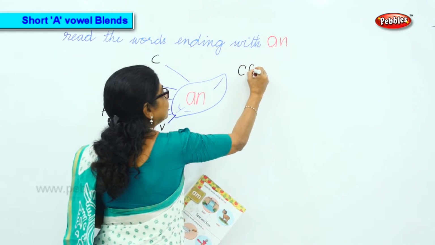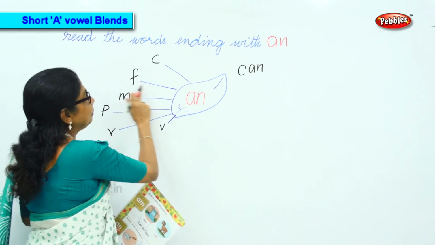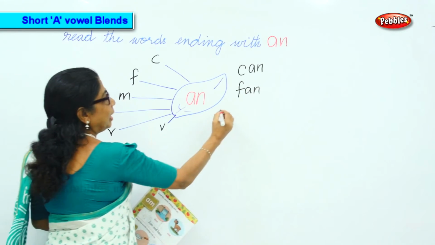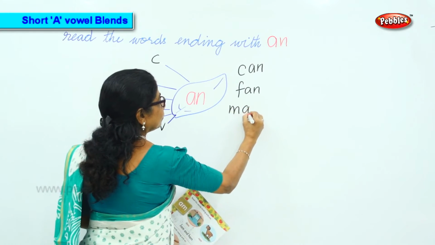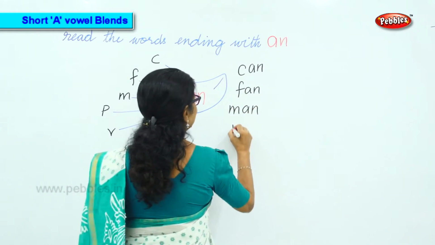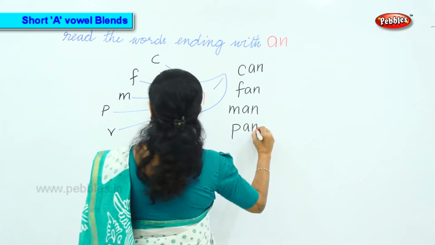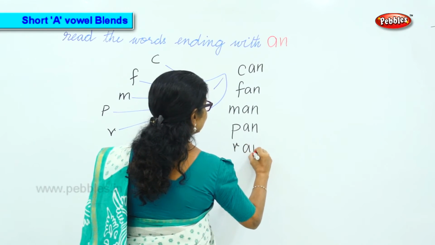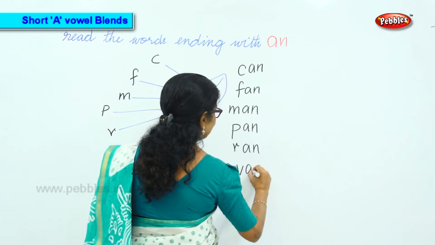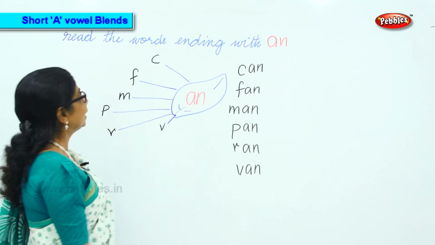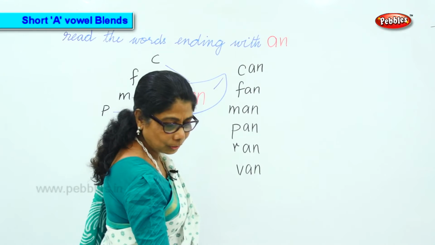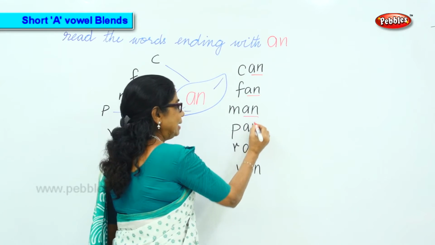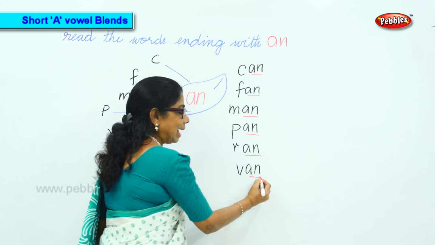Can. Very good. Can. Join it up. Fan. Then we have man, pan, ran, van. Okay? Let's say together, the words ending with an. Can, fan, man, pan, ran and van.